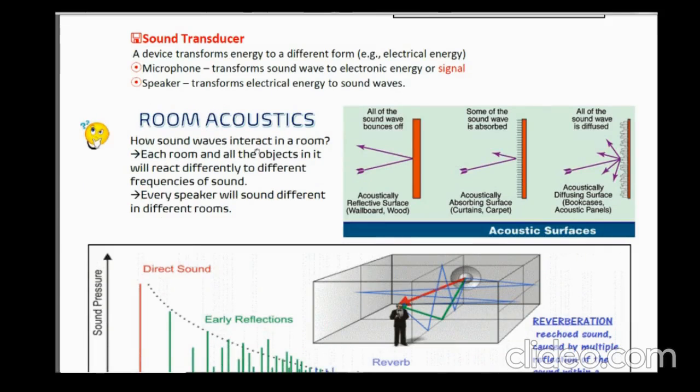Room acoustics, or building acoustics, or architectural acoustics. It's the same term for how sound waves interact in a room, or in a closed place, or even in an open place. Each room and all the objects in it will react differently to different frequencies of sound, and every speaker will sound different in different rooms. But why?